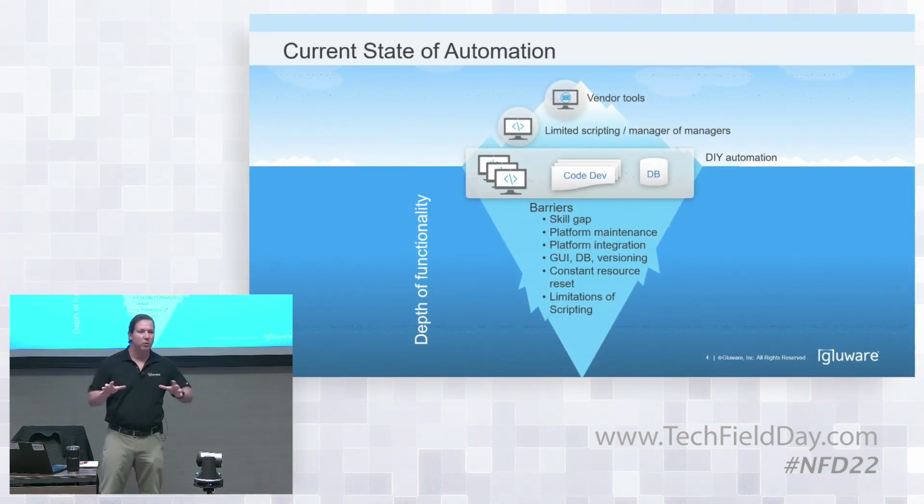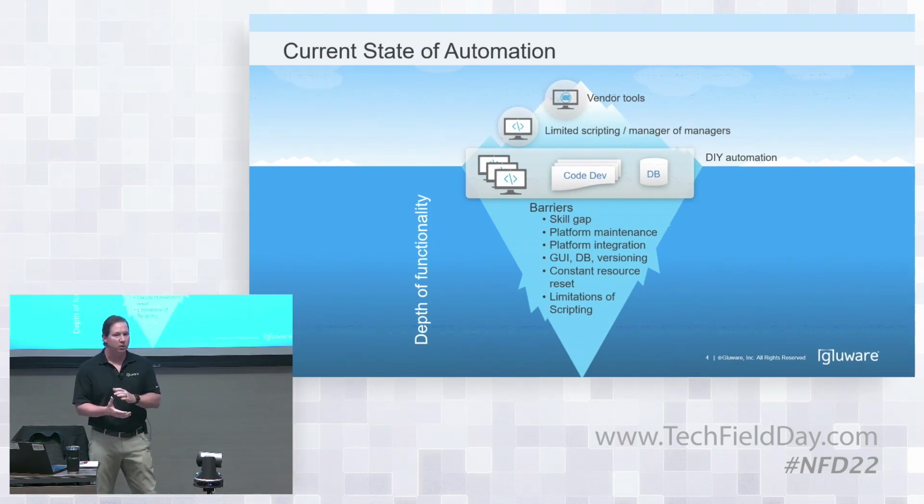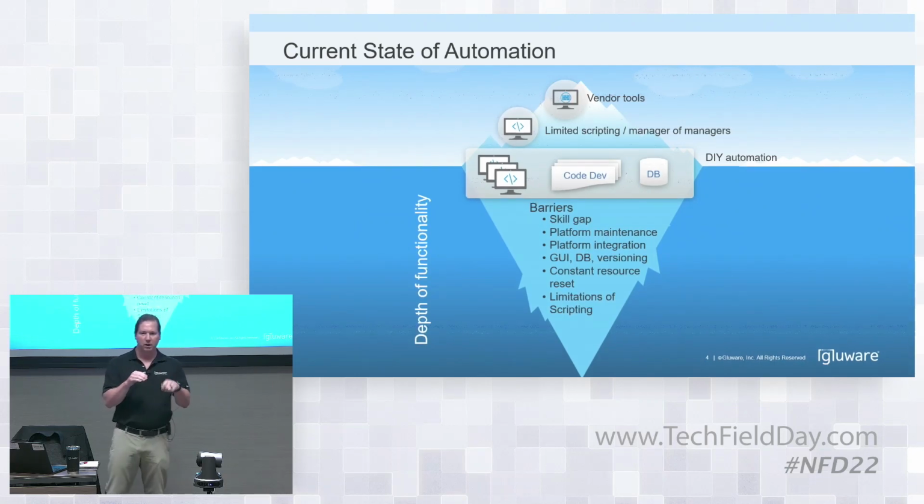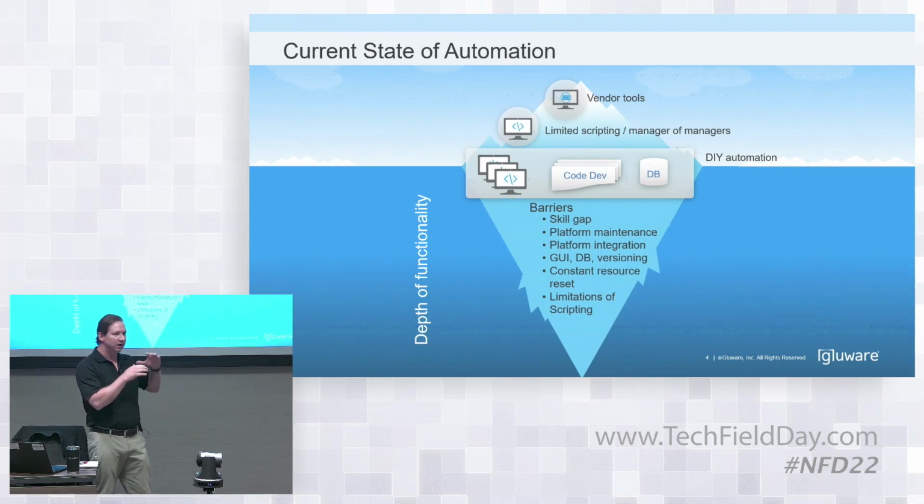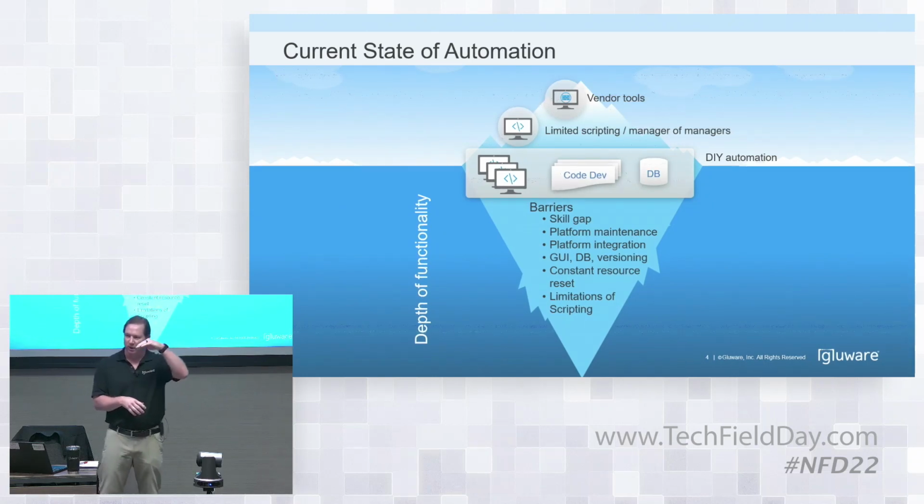So when Gluware engages with a customer, and our customer base is the very large enterprise IT, enterprise network operations, we begin discovery. And usually they've come to us because they have a need or have a problem. But when you begin to peel the onion of what is their current state of network automation, the visual in mind does come like this, which is the iceberg, right? Which is a little bit at the top and most of it's below the surface.